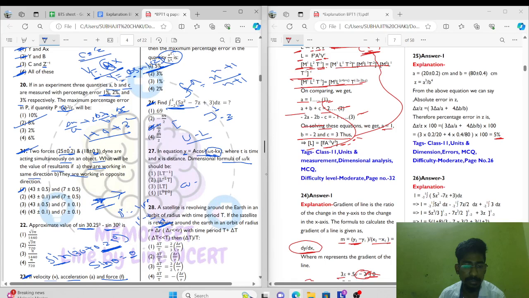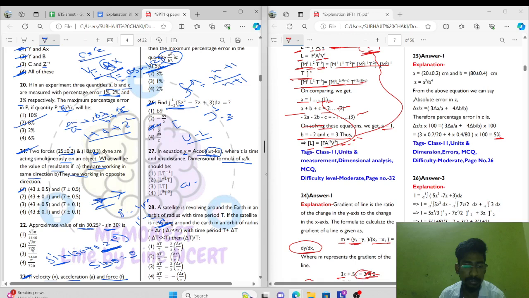A satellite is revolving around the Earth in an orbit of radius r with a time period t. If the satellite is revolving in an orbit of radius r plus del r with the time period t plus del t, then calculate the value of del t by t. Okay, the error in time period only.